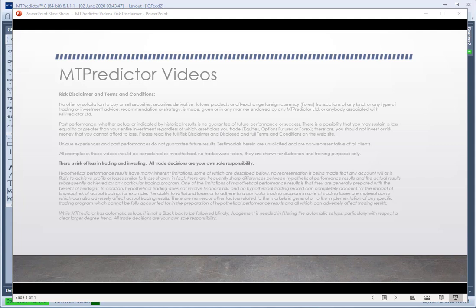In today's MTPredictor video, I'd like to take a look at our W3 or Wave 3 trade setup with a good example that's unfolding currently on the British pound US dollar.